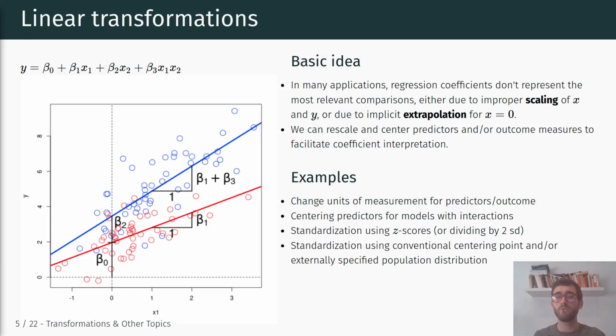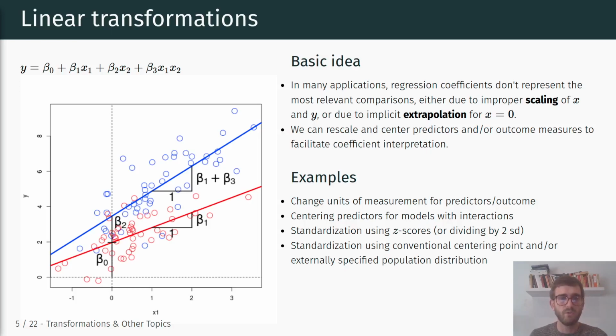So if you have, for example, a sample of people who scored a certain score on their IQ test, and from the psychology literature you know what the standard deviation of the IQ score usually is, you can use the externally specified population distribution to standardize your sample, for example.